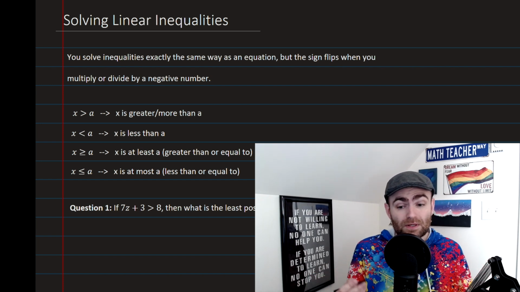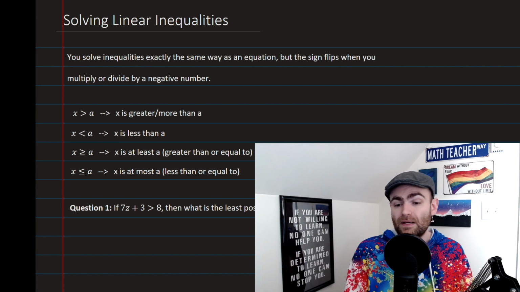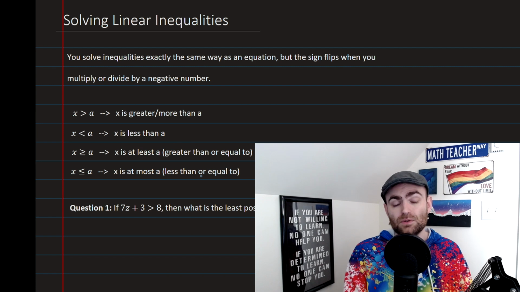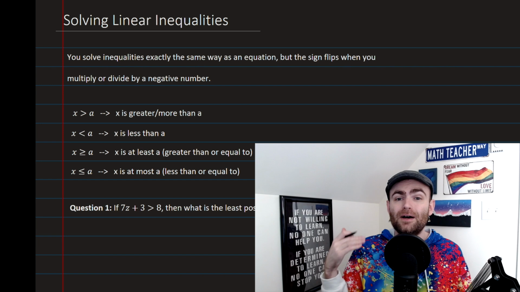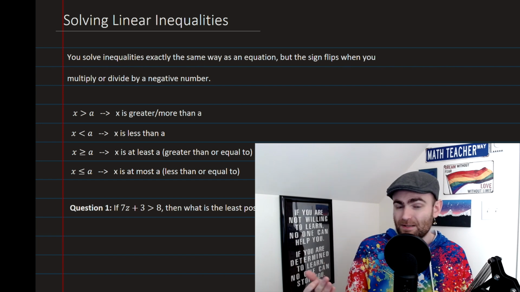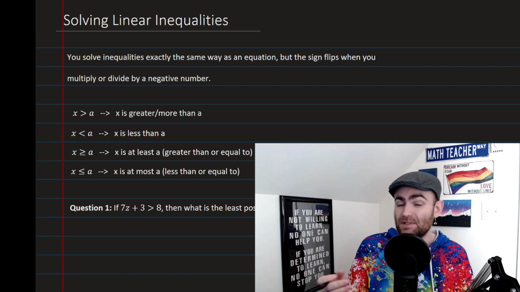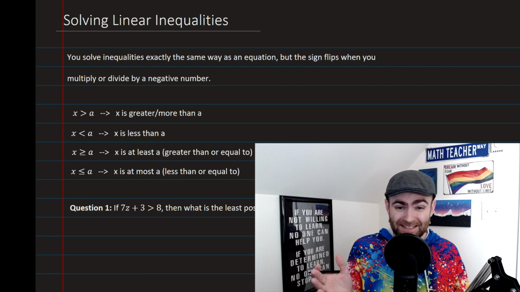You may also hear them with different words, especially if you're presented this as a word problem. Greater than could also be more than. Greater than or equal to could be at least, and less than or equal to could be at most. So if I want at most 12 eggs, then I could have 12 eggs, I could have 11 eggs, but 13 eggs, no good. So let's get started.